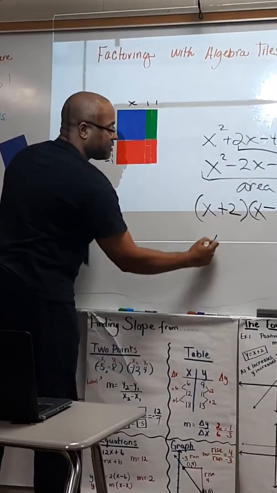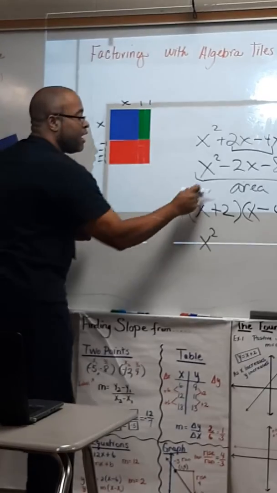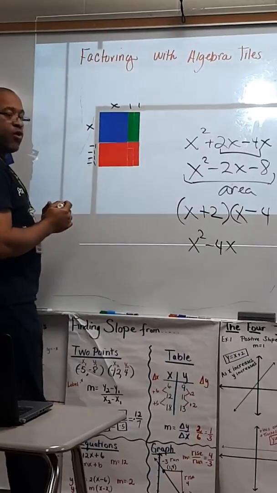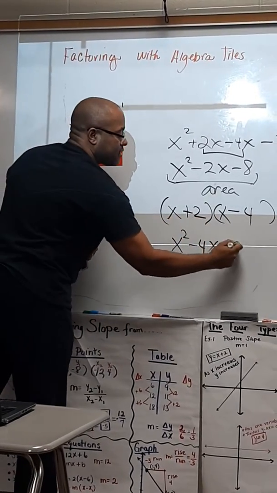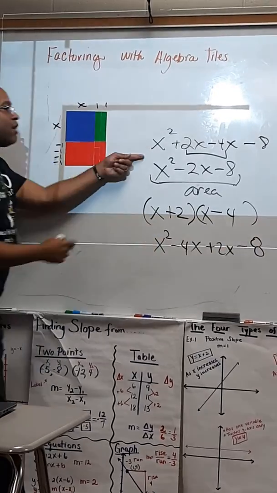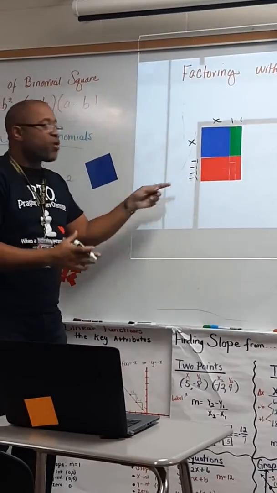What's x times x? X squared. Outer: x times negative 4? Minus 4x. Inner: 2 times x? Plus 2x. Last: 2 times negative 4? Negative 8. It's exactly what we had here. And so we can see that the negatives work the same way.